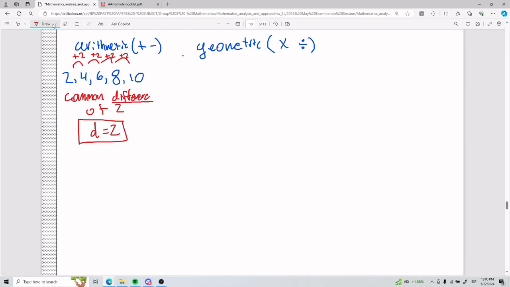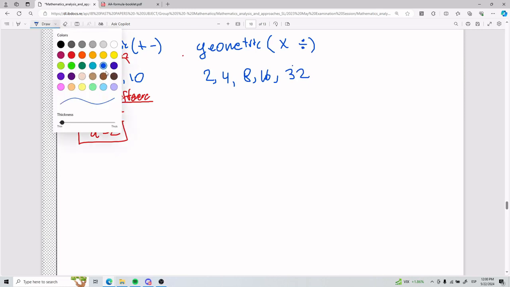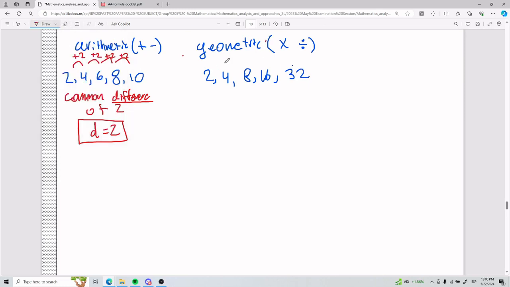For geometric, an example I can give you is 2, 4, 8, 16, 32. What's happening here? Before it was for adding or subtracting, now it's for multiplying or dividing. So here you're multiplying by 2. 2 times 2 gives 4. 4 times 2 gives 8. 8 times 2 gives 16. And 16 times 2 gives 32.